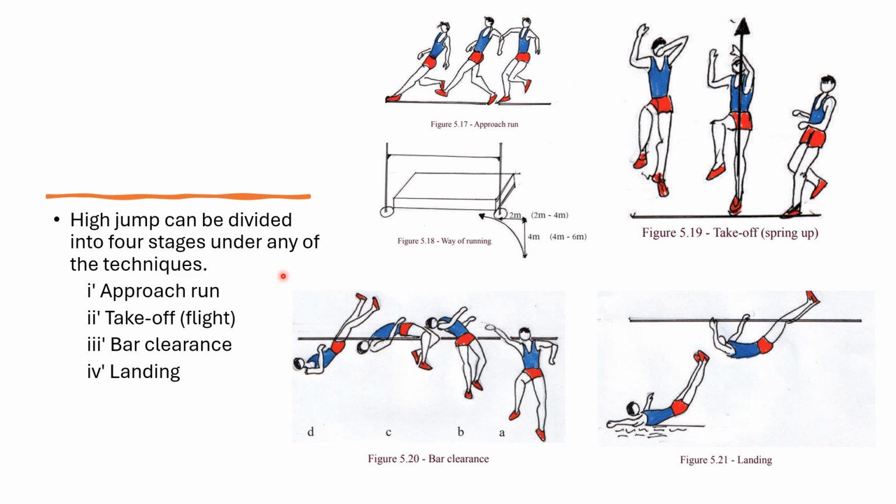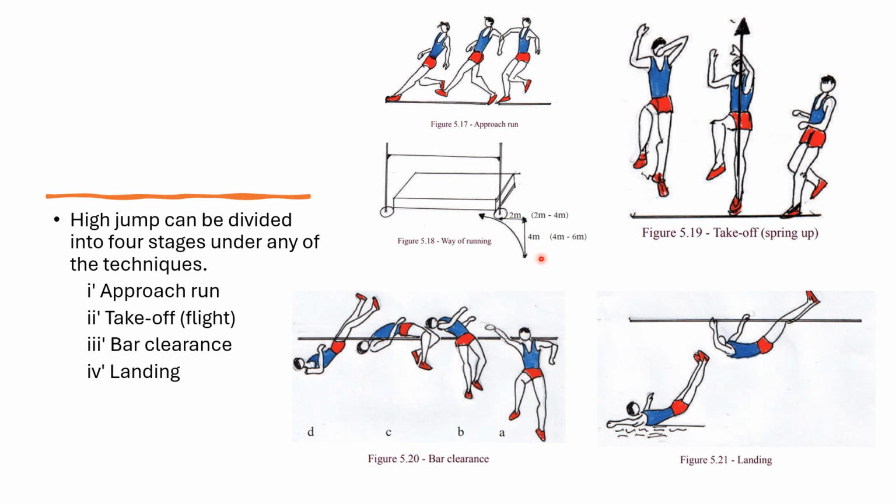Alright, so high jump can be divided into 4 stages under any of the above techniques that we discussed in the previous slide. So the 4 stages are approach run, takeoff, bar clearance, and landing. Just like the long jump, the only difference is in the third stage, which is called bar clearance. The other 3 stages are called the same. And let's talk about approach run first.